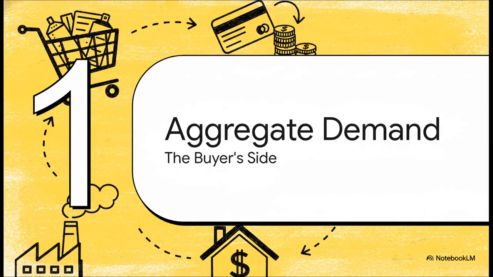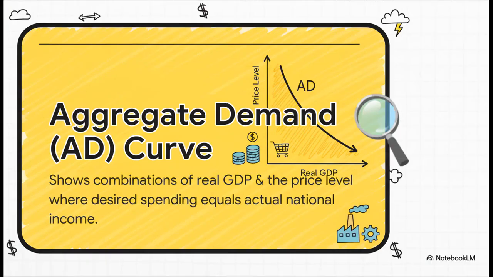So to get the whole picture, we have to start with one half of the equation: the buyers. And that means all the buyers. We're talking about you, me, businesses buying equipment, even the government spending money. All of that spending put together is what economists call aggregate demand. And here it is, in picture form, the aggregate demand curve, or AD for short.